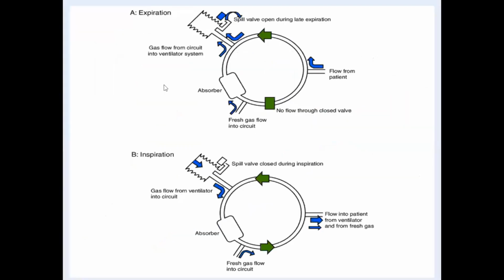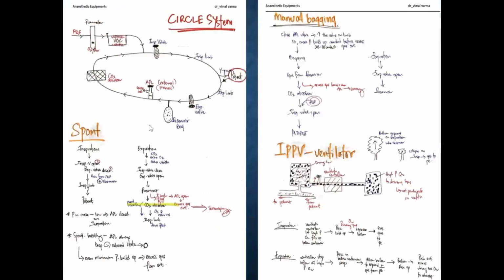Okay, this is just a repetition. You can go through this again on your own. You start from inspiration, the fresh gas flow goes in, and then you follow this also after that. Again, these are my own notes. I have simplified it and put it step by step. I made a very simplified schematic diagram on my own, for my own understanding. You can go through this. I've mentioned here what happens during inspiration.